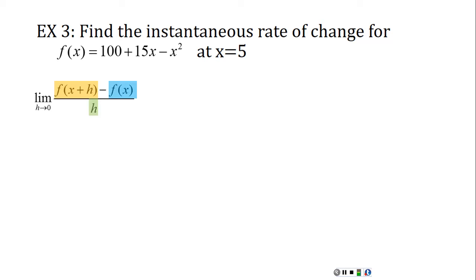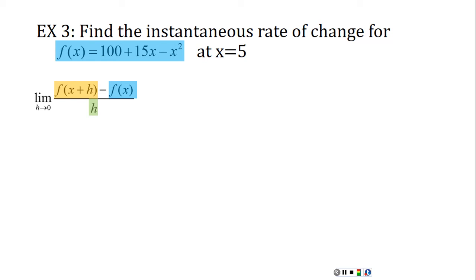So there's 3 parts to this. We have h on the bottom, which is just h. F of x, which is in blue, was given to us in the problem here. So when we get there, we'll just do minus, and we'll just literally plug that part in. So f of x plus h is the part we have to find.